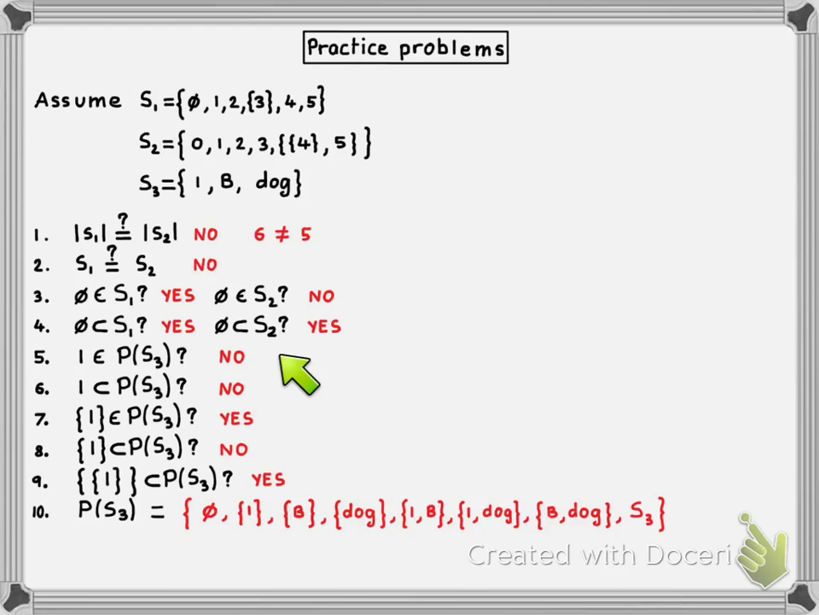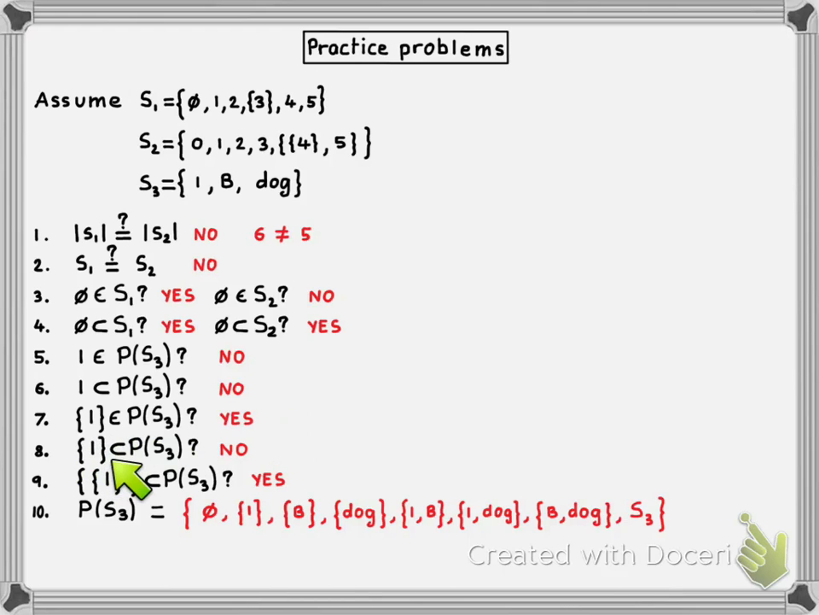We already know that the answer to these 2 questions is no without looking at the power set, because 1 in this case is not a set, and 1 in this case is also not a set. So let's focus on problems 7 through 9. Is 1, the singleton set {1}, an element of P of S3? The answer is yes, because it's right here. This element is inside P of S3, so it's an element of the power set of S3. Therefore, the answer should be yes.